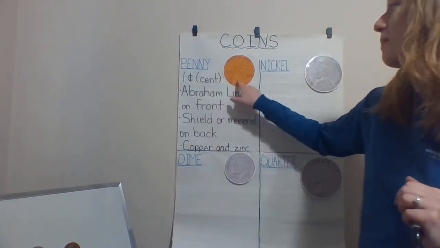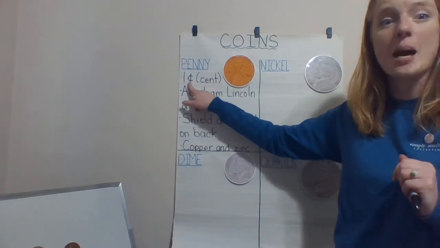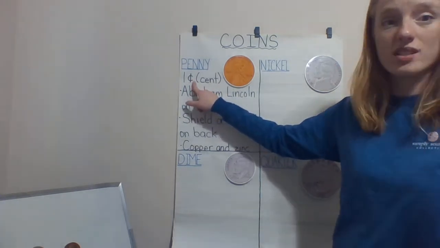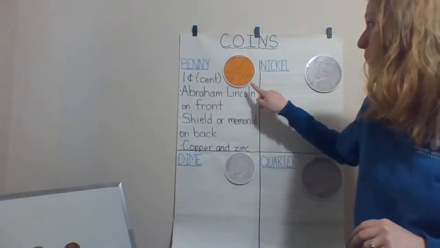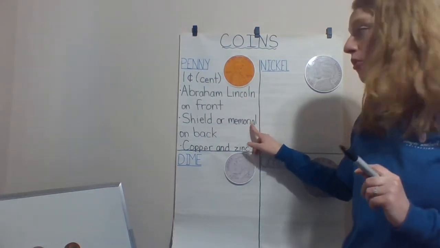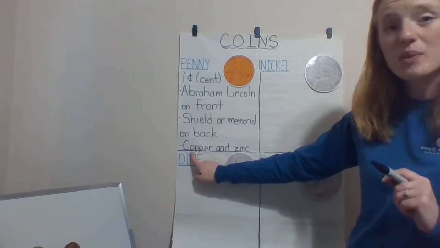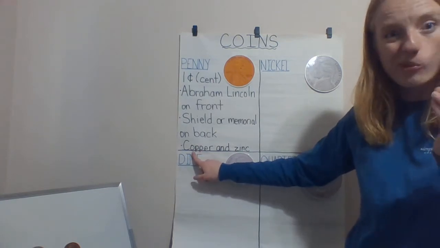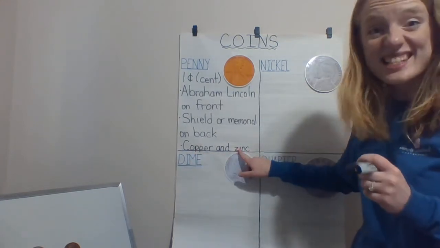Okay, so we know that pennies are the smallest amount of all the coins. They are worth the least amount. We have Abraham Lincoln on the front and a shield or the Lincoln Memorial on the back. And we know that it's made of copper, which is a brown metal, and zinc.